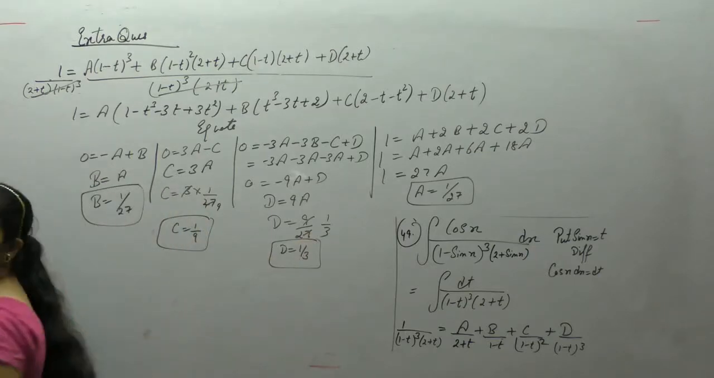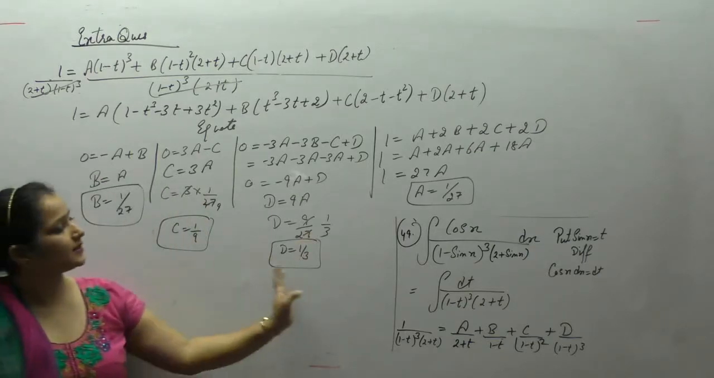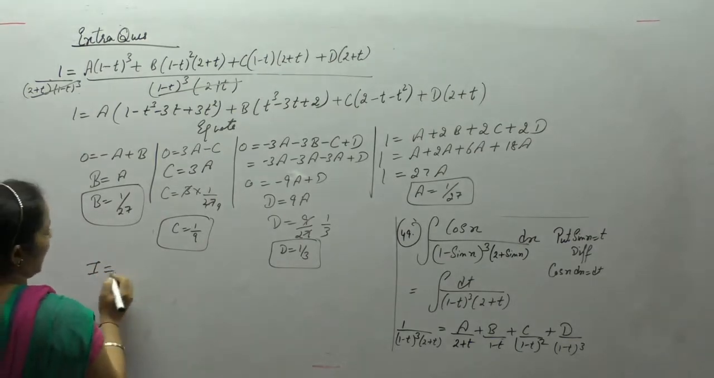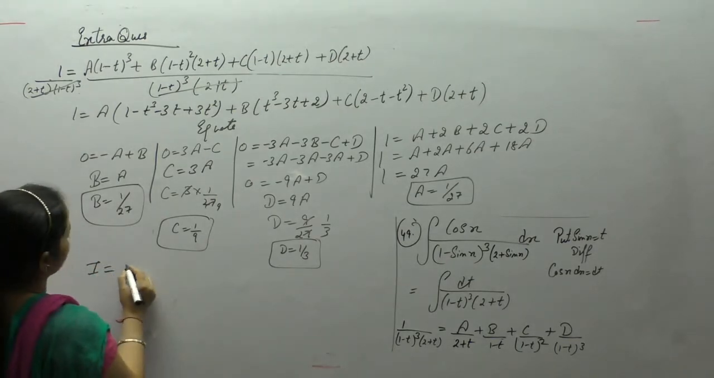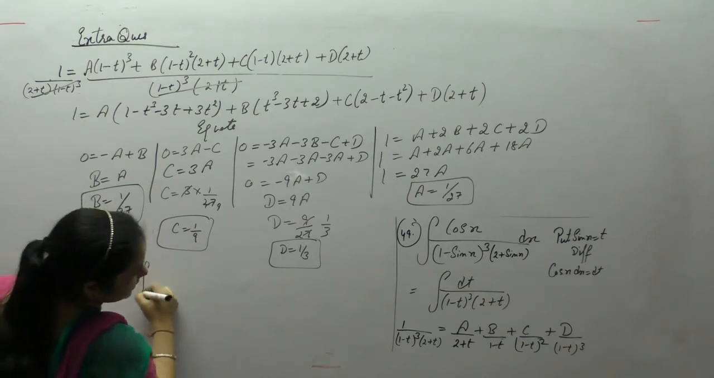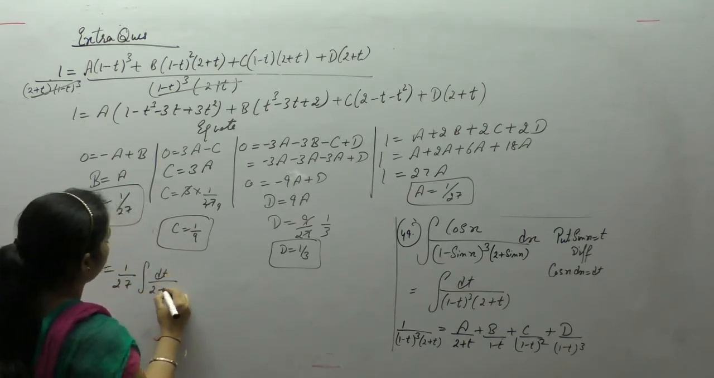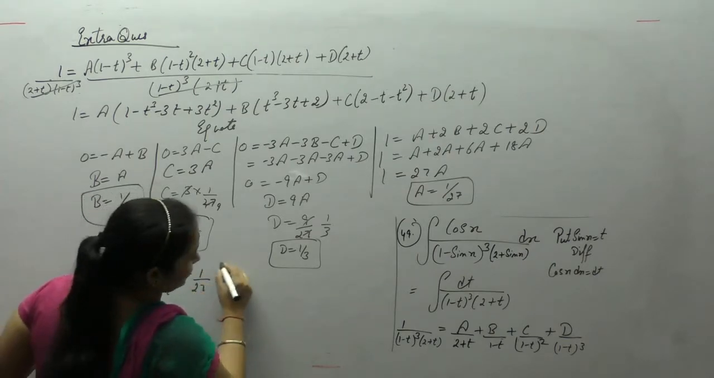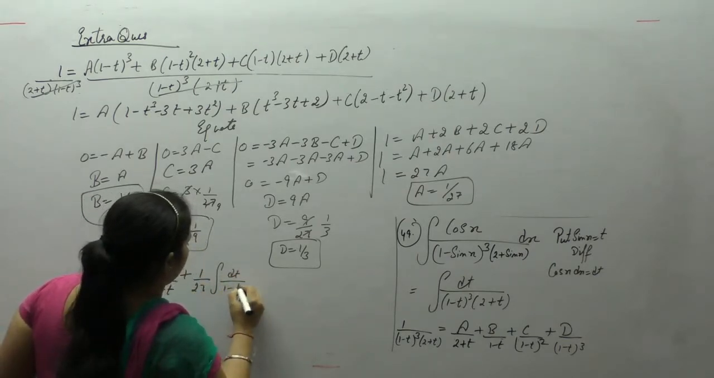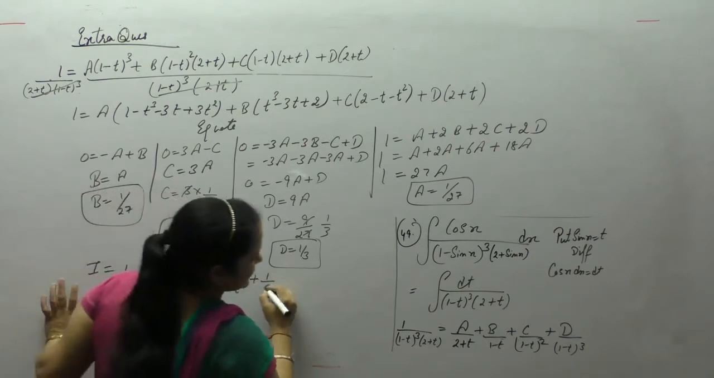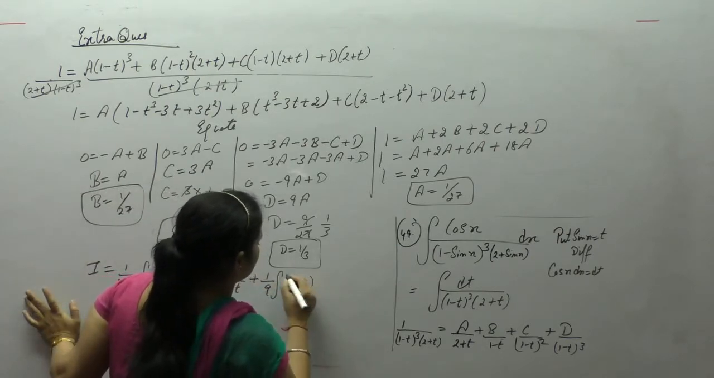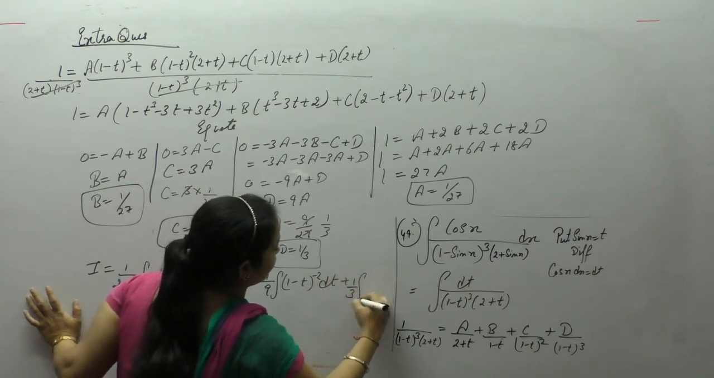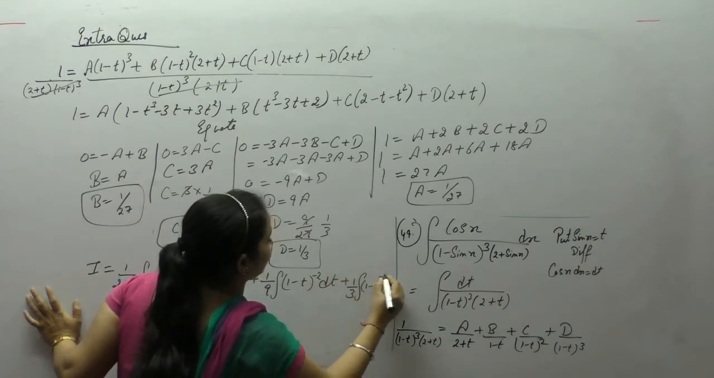Now we have the values of constant terms A, B, C and D. Put these values. A is 1 by 27, dt upon 2 plus t, B is 1 by 27, dt upon 1 minus t, C is 1 by 9, 1 minus t power minus 2, and D is 1 by 3, 1 minus t power minus 3.